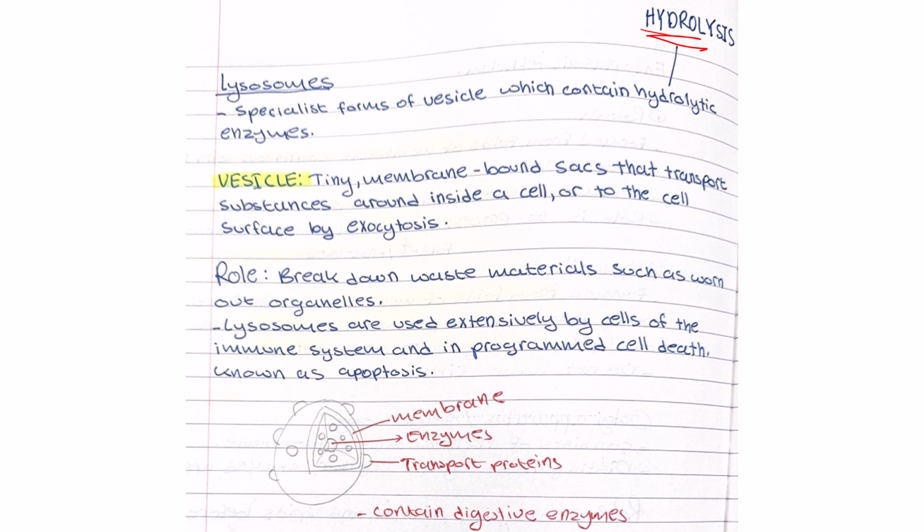The role of these vesicles and lysosomes is to break down waste materials such as worn out organelles. Lysosomes are used extensively by cells of the immune system and in programmed cell death known as apoptosis, okay? Over here, we have a drawing of a lysosome.